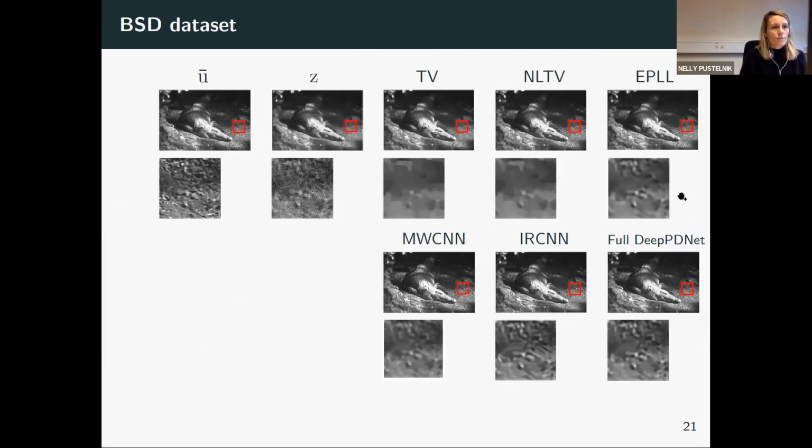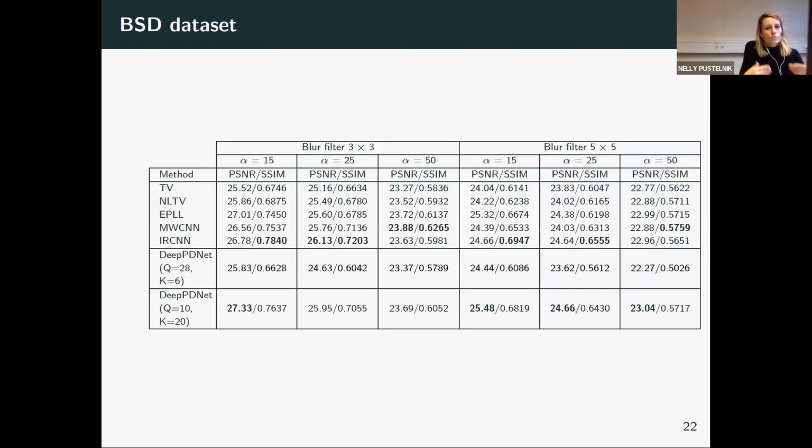So here are some visual results on some more complex datasets. Here it's for the BSD dataset. You see that we are very comparable to the state-of-the-art. However, when we do a more systematic data analysis, you see that we can still outperform the state-of-the-art method sometimes, but not always. At least we are comparable.